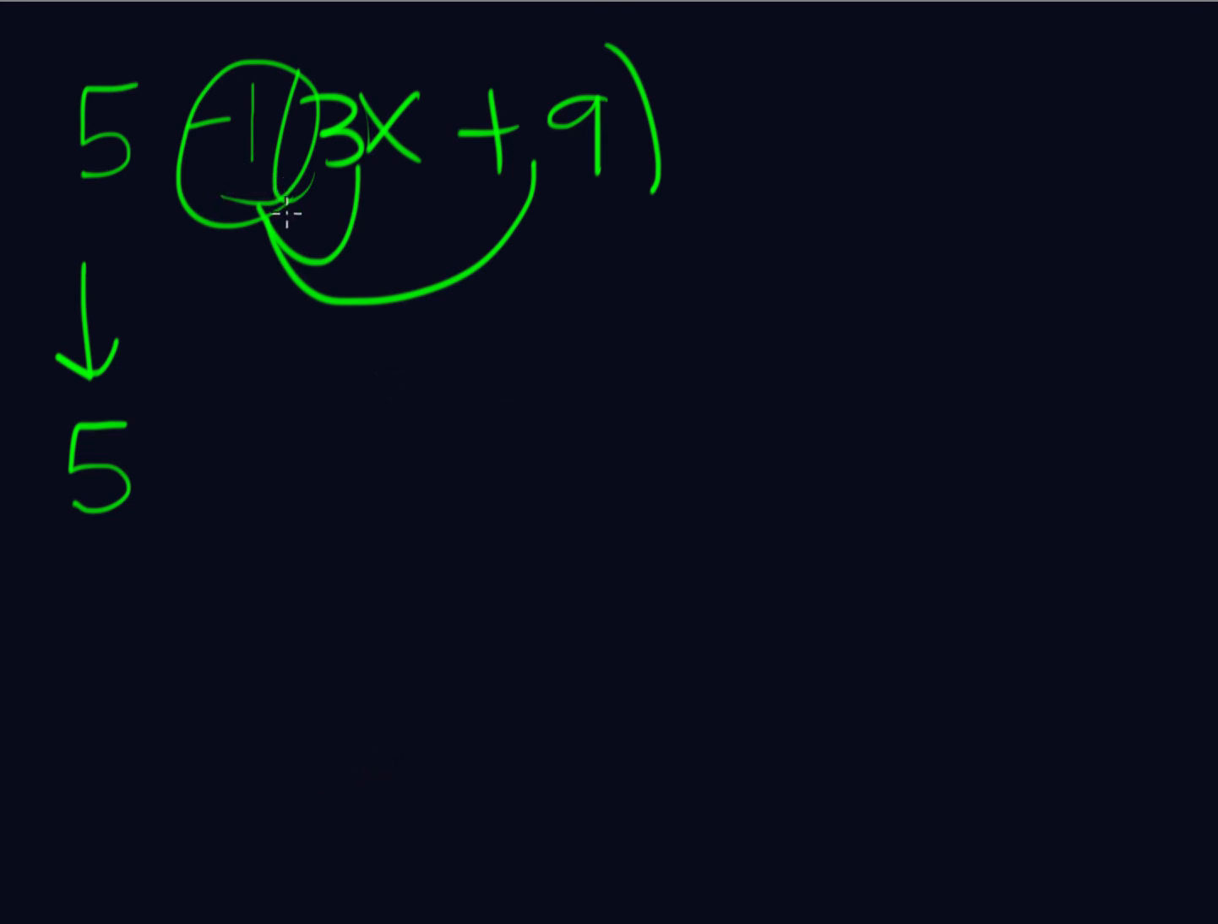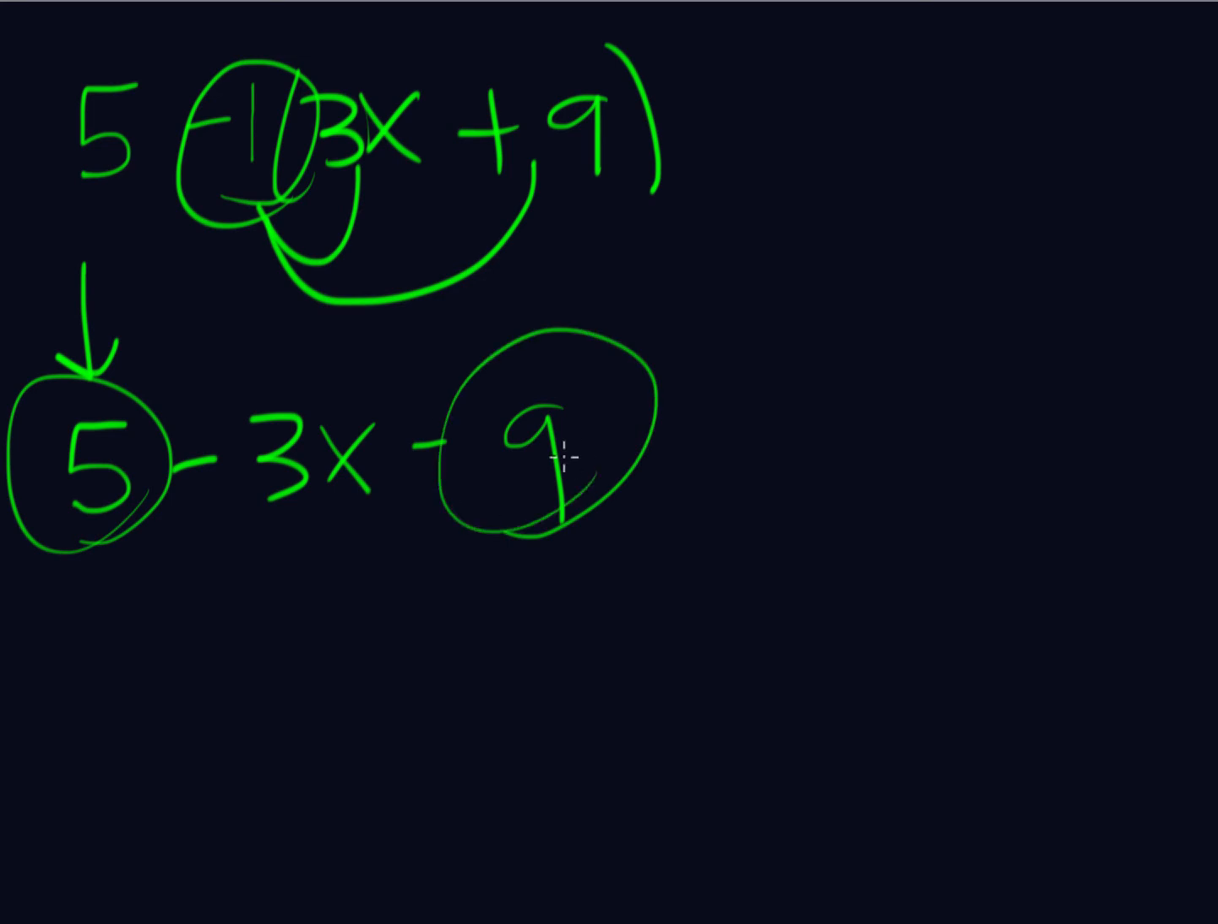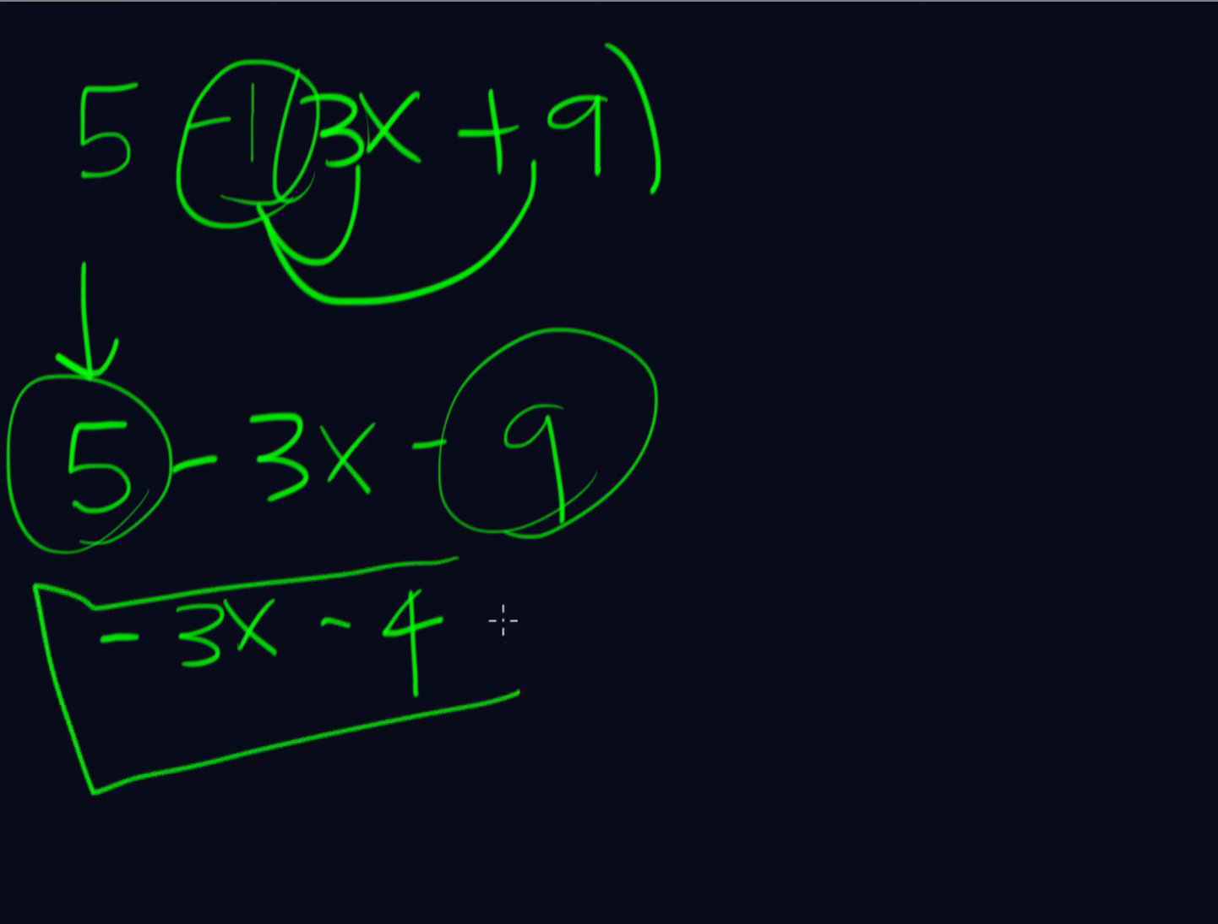So now I can distribute and remove the parentheses. Negative 1 times 3x is negative 3x. And negative 1 times positive 9 is negative 9. I've removed the parentheses, but now I can combine like terms. I'm just going to circle the ones that are like terms. So that's a 5 and a negative 9. So the negative 3x comes down, and 5 plus a negative 9 is negative 4. And this would be our final answer.